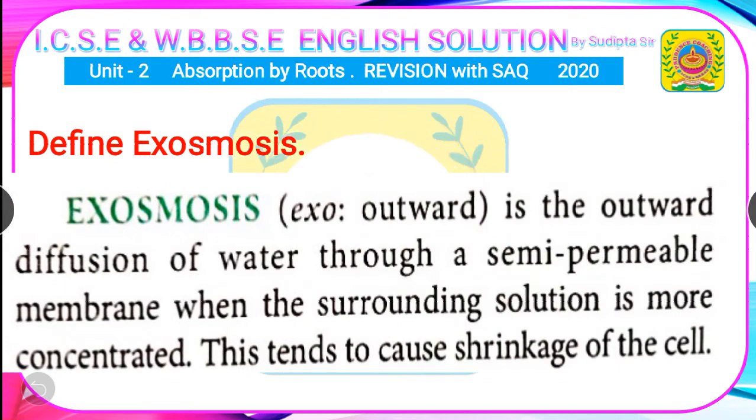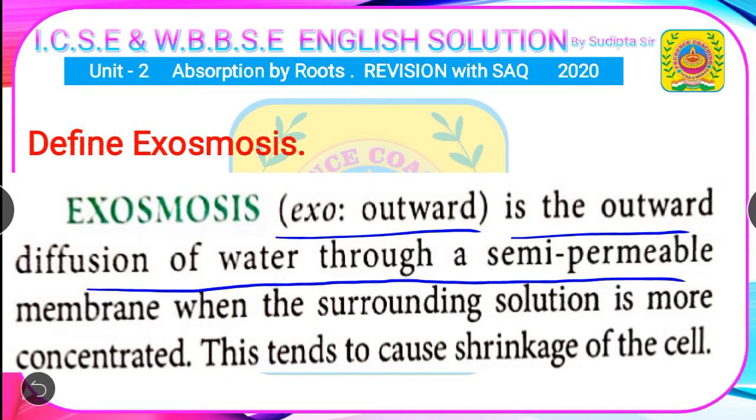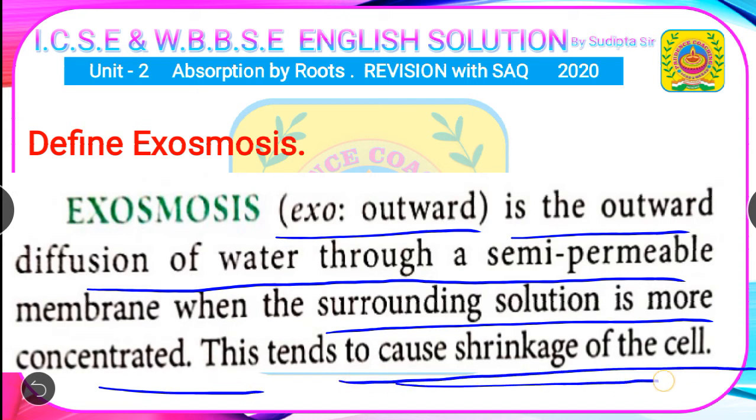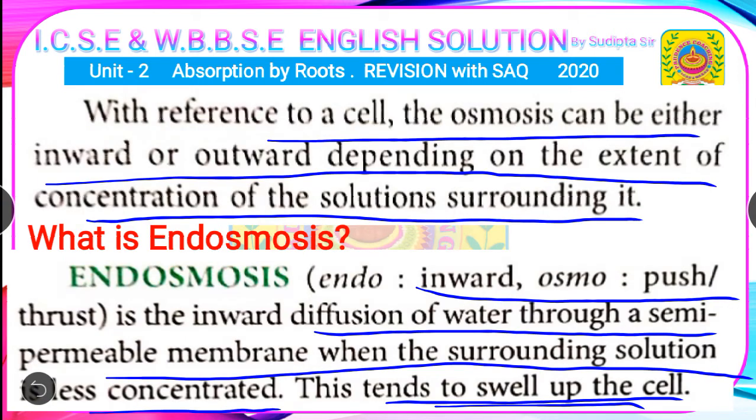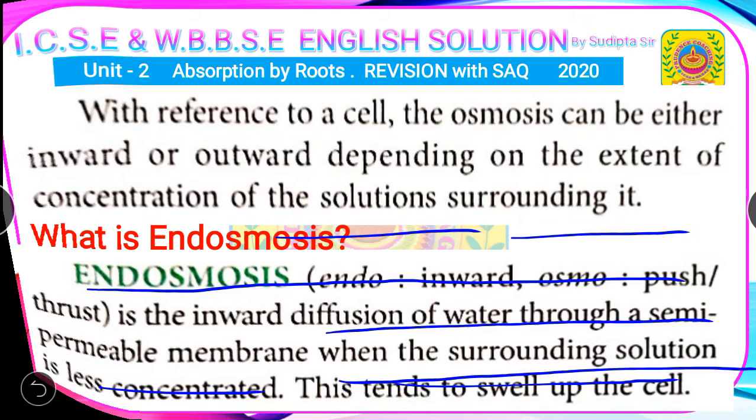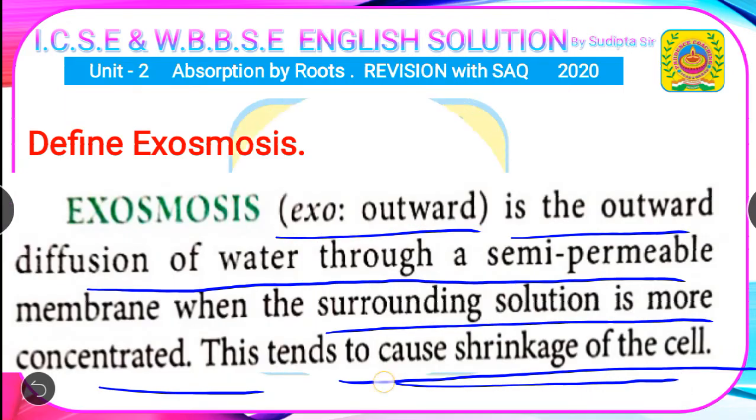Exosmosis means outward thrust. Exosmosis is the outward diffusion of water through a semi-permeable membrane when the surrounding solution is more concentrated, and due to this it tends to cause shrinkage of the cell. So as we can see, due to endosmosis the cell tends to swell up, and due to exosmosis the cell shrinks.